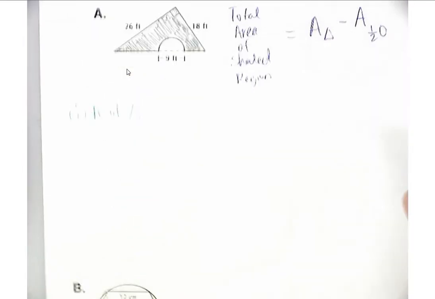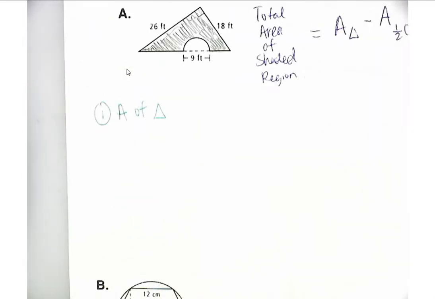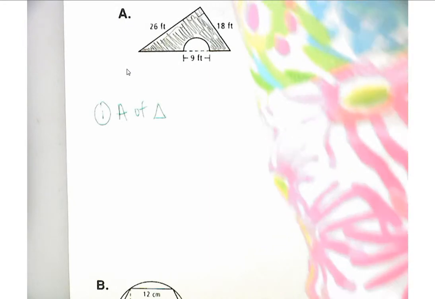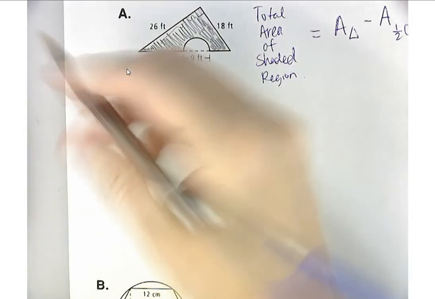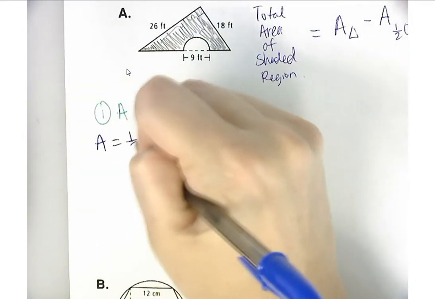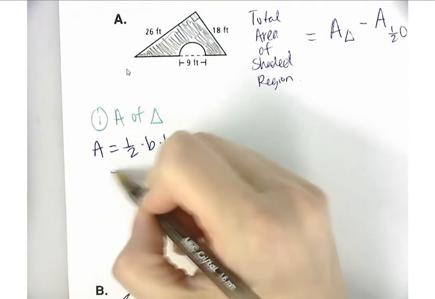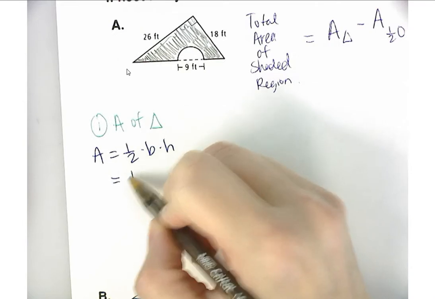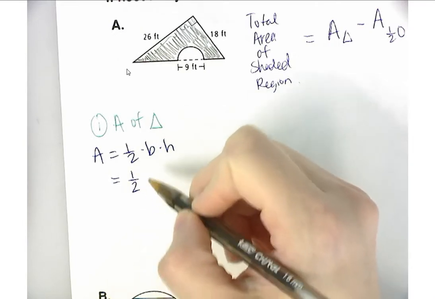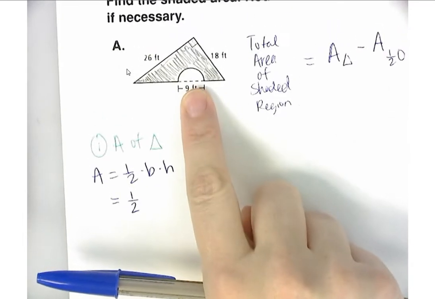All right, and then Kaylee, what's our formula to find the area of a triangle? One-half base times height. Good. And can you tell me what the base and height are? The base would be 9 feet, and the height would be 18.